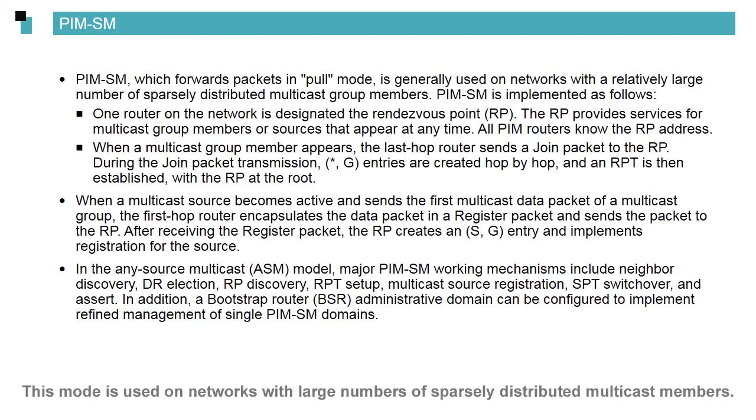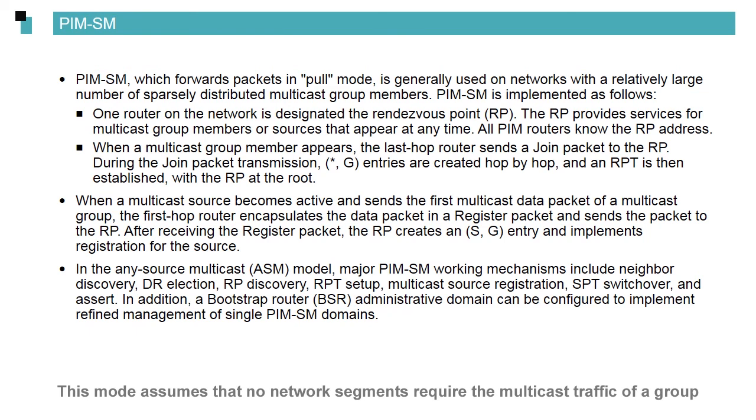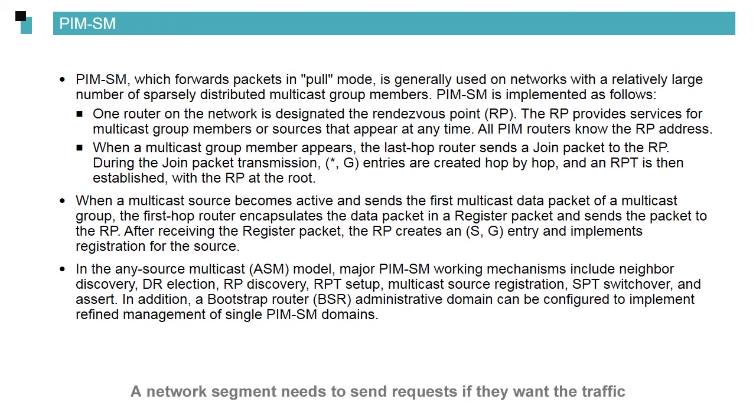This mode is used on networks with large numbers of sparsely distributed multicast members. PIM-SM forwards traffic in pull mode. This mode assumes that no network segments require the multicast traffic of a group. A network segment needs to send requests if it wants the traffic. An important PIM router, called the rendezvous point, is maintained on the network.